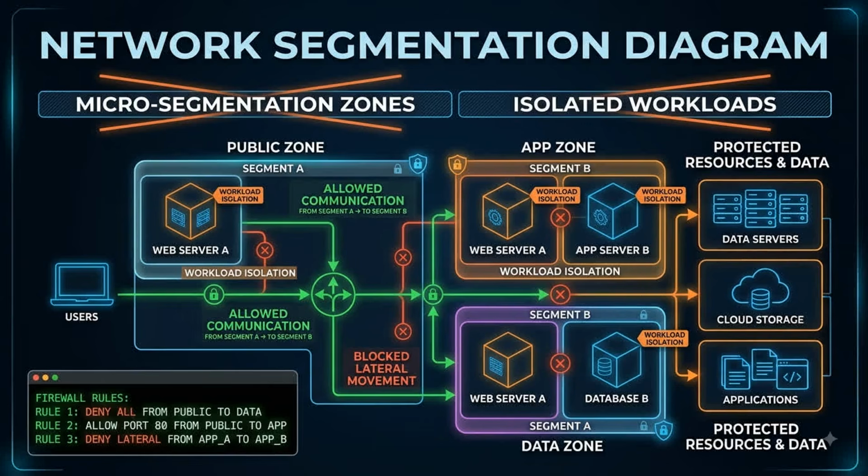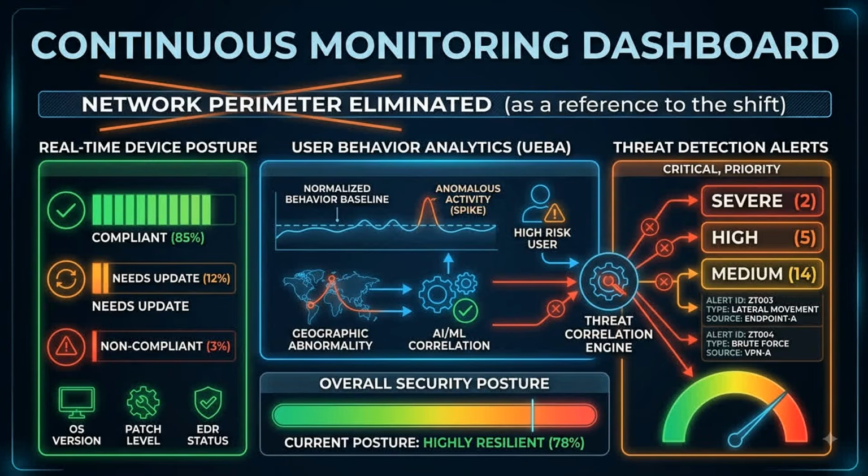Zero trust requires continuous monitoring. Monitoring never stops. Every connection is logged. Every access request is recorded. Every device behavior is analyzed. The monitoring dashboard shows real-time device posture. Compliant devices are shown in green. 85% of devices are compliant. 12% need updates. 3% are non-compliant and blocked.